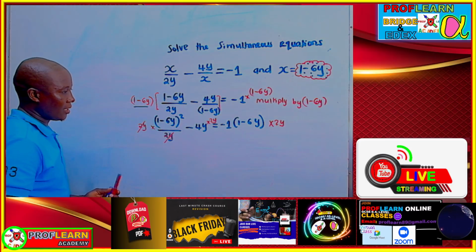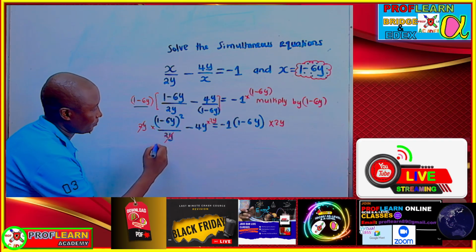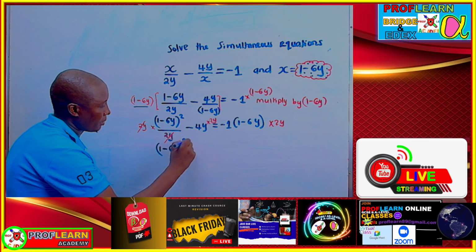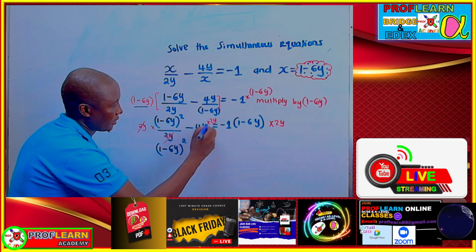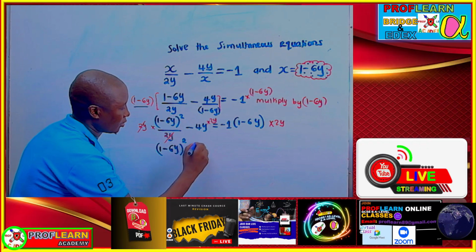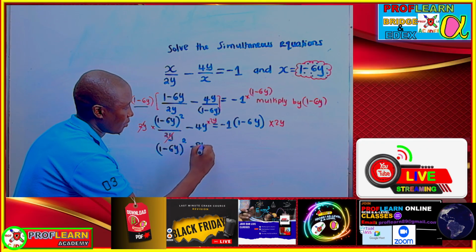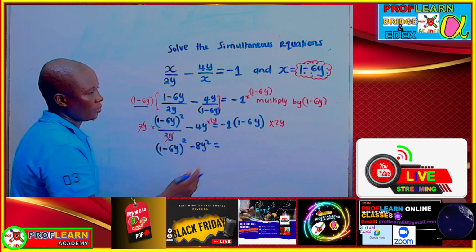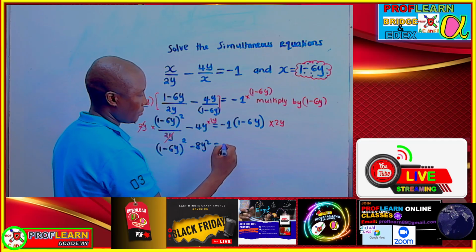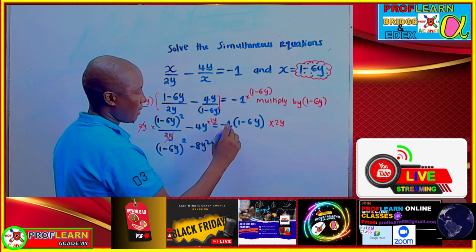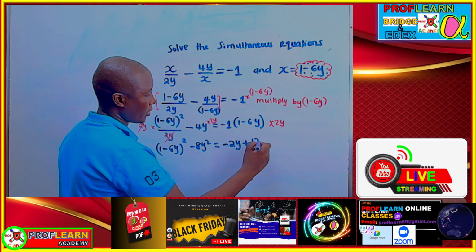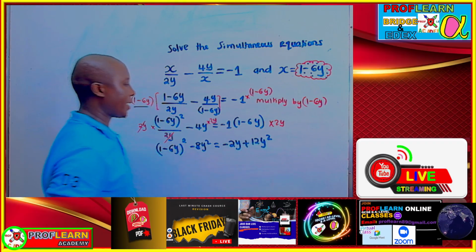Then we shall remain with the expression being 1 minus 6y raised to power 2 minus, this time this is going to translate to 8y squared is equals to, this and this will be -2y. So -2y times this will be minus 2y. -2y times this one will be positive 12y squared at that point.